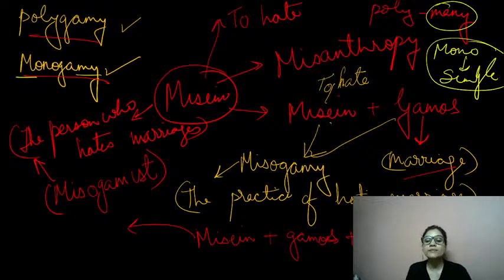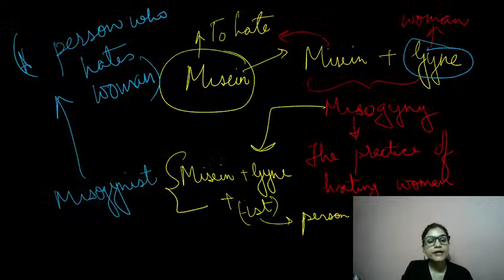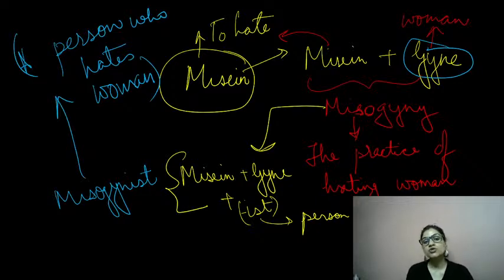So misogamy is a practice of hating marriages, and the person who practices misogamy is a misogamist. Then we talked about another word root, misogynist and misogyny. Gyne is women, misane means to hate. So a person who hates humans is a misanthropist, but a person who specifically hates women is a misogynist, right? And the practice of hating women is misogyny.